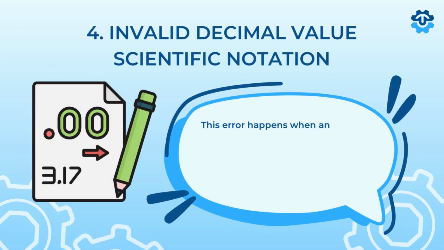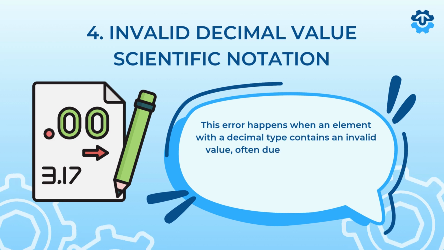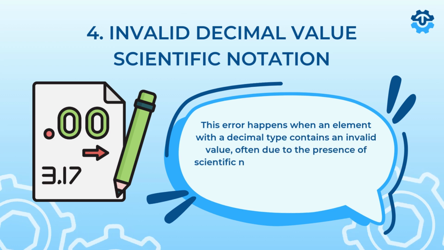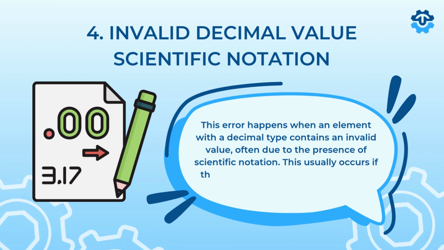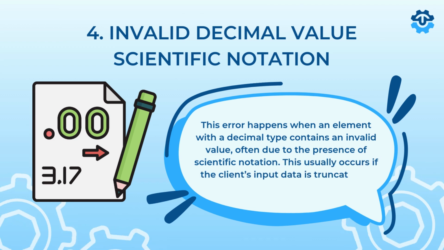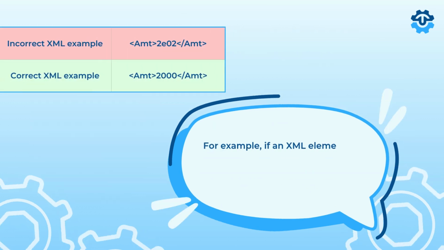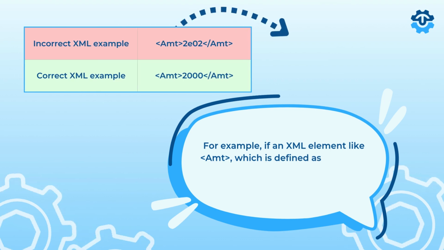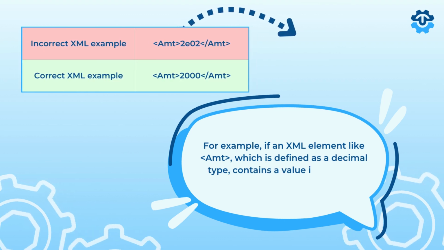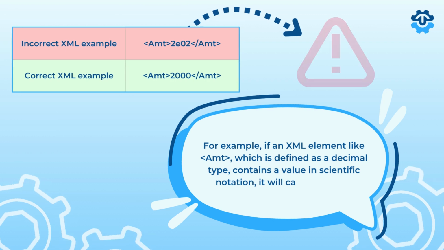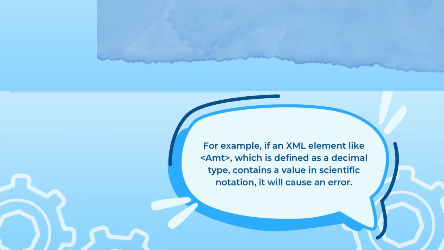Error 4. Invalid decimal value, scientific notation. This error happens when an element with a decimal type contains an invalid value, often due to the presence of scientific notation. This usually occurs if the client's input data is truncated or improperly formatted. For example, if an XML element like amount, which is defined as a decimal type, contains a value in scientific notation, it will cause an error.